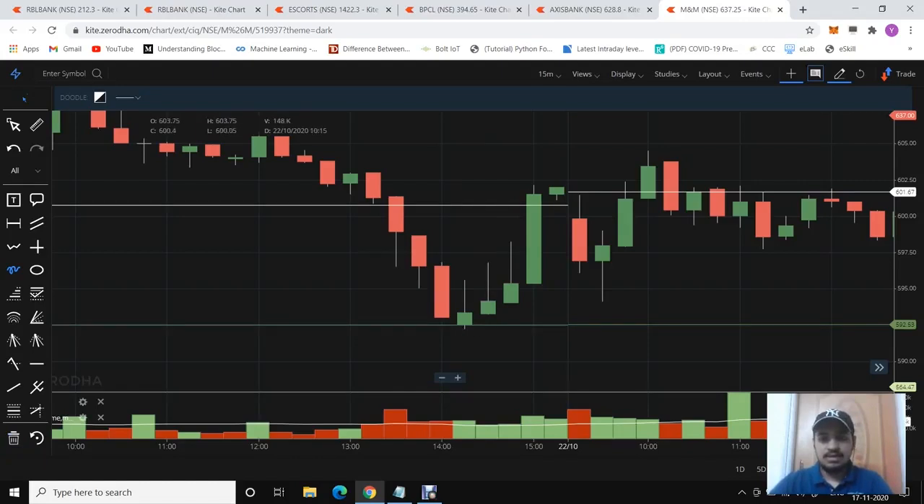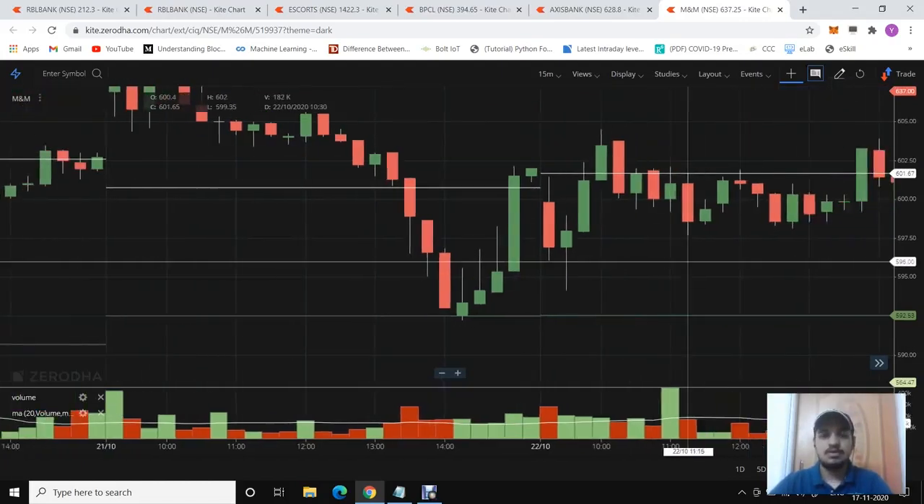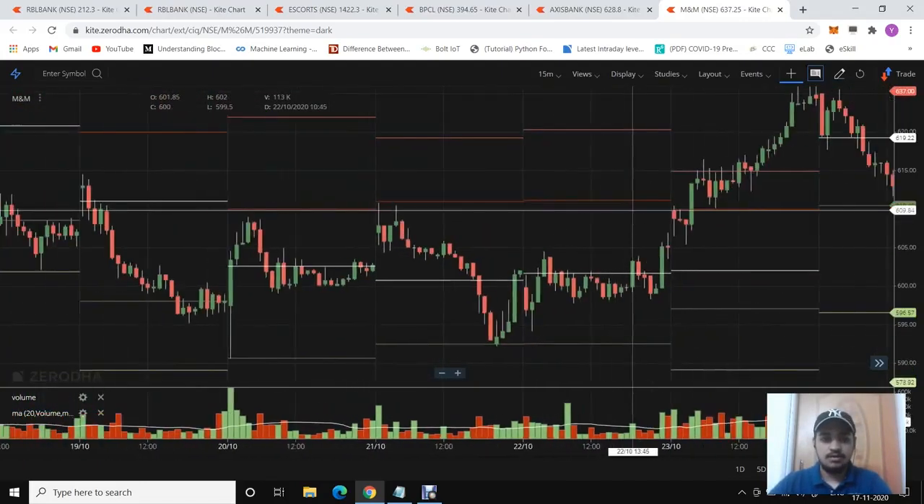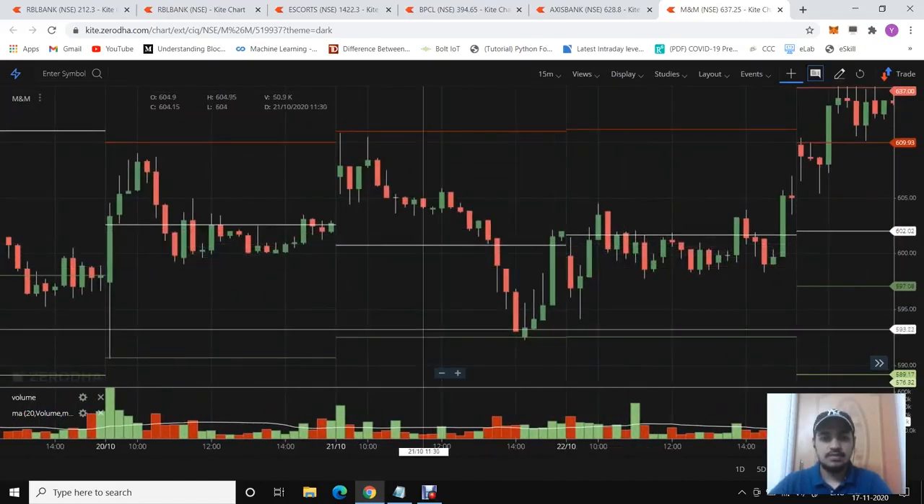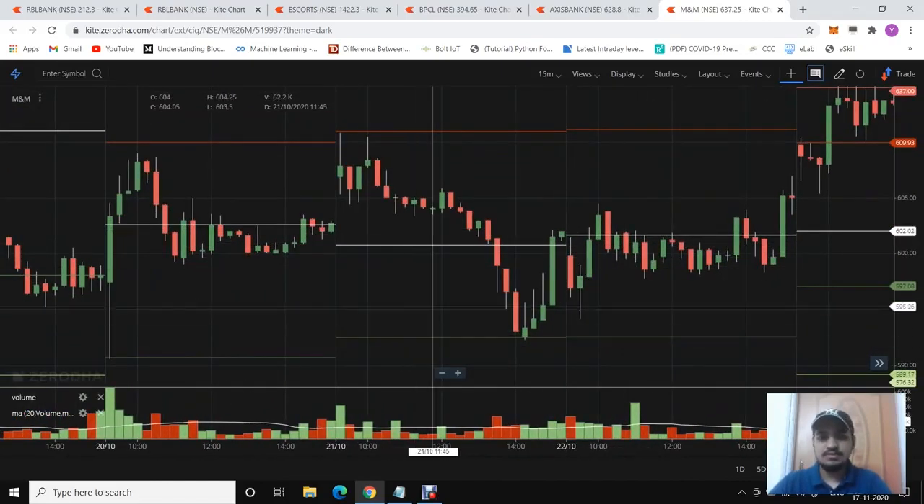So this was your buy at support. I hope things are clear till here. Try to follow this strategy, find some examples and go through them.